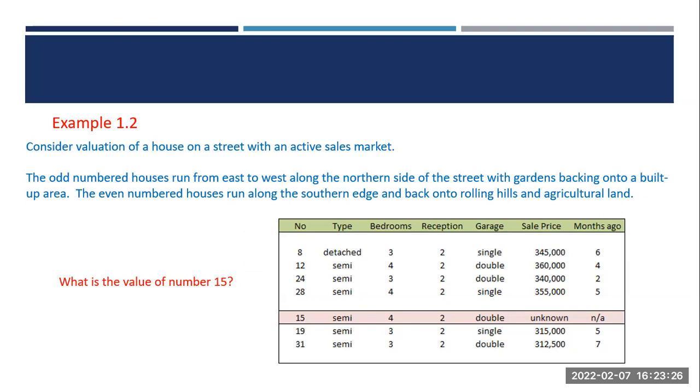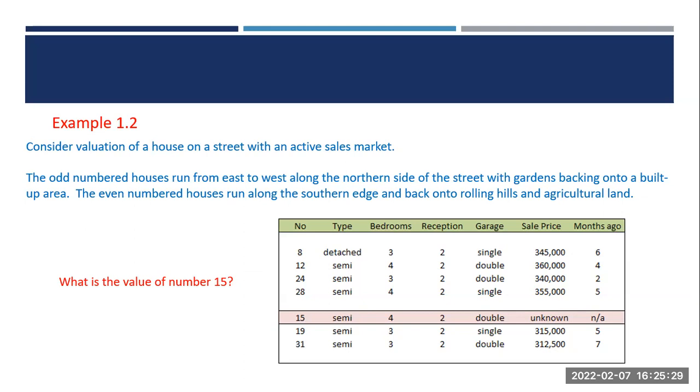Okay, we're given some other pieces of evidence, as you can see: numbers 8, 12, 24, 28, 19, and 31. So number 8, detached property, 3 bedrooms, 2 reception, single garage. Okay, so that's 6 months ago. Was that the furthest? No, number 31 was 7 months ago. Sales price of 312,500. But these aren't particularly interesting in themselves. It's looking at different sales close to what we want to value and trying to come to some conclusions from that basket of evidence.